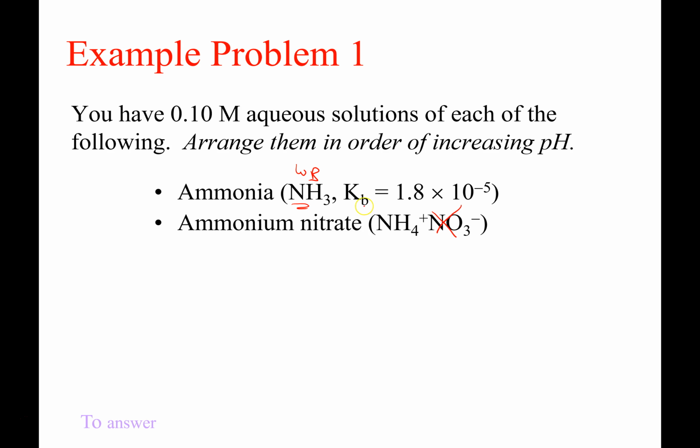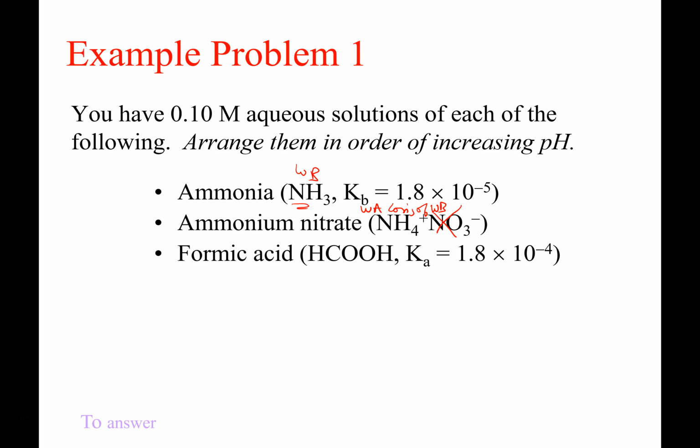So I'm going to put WA, conjugate of weak base. Cool. See what our other choices are. Formic acid. Now here's where I could ask a leading question, but I'm just going to answer it. Formic acid is not listed in your strong acids. So formic acid, you should be kind of thinking chemical equilibrium.